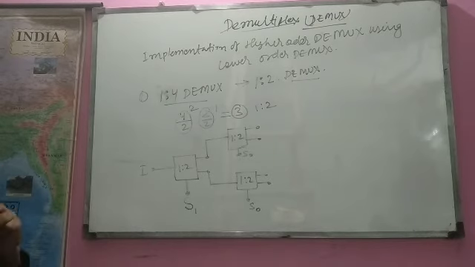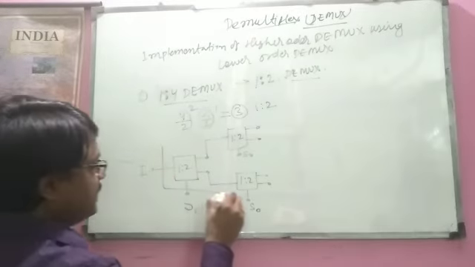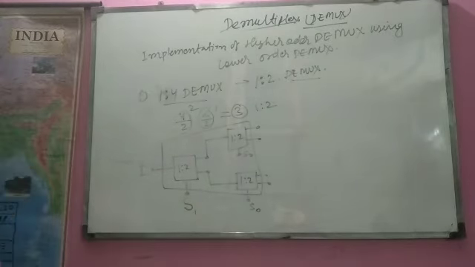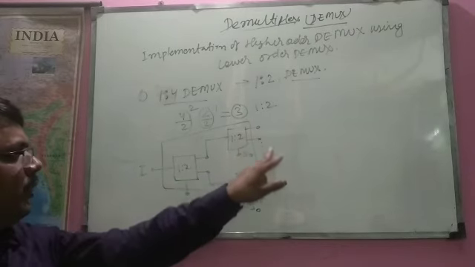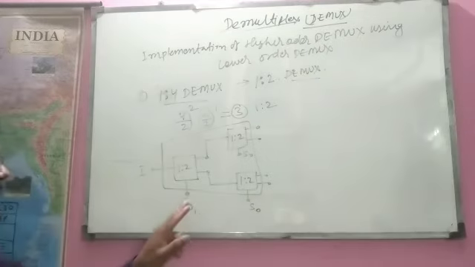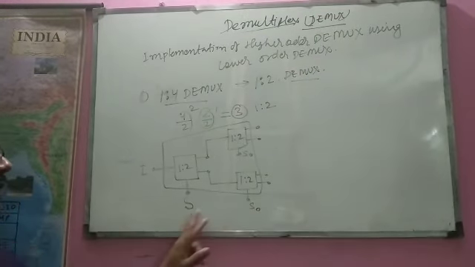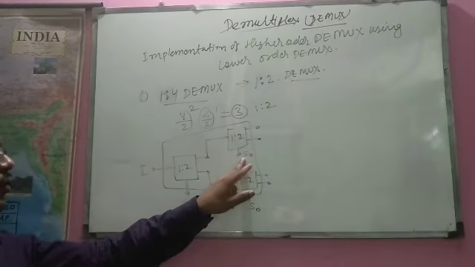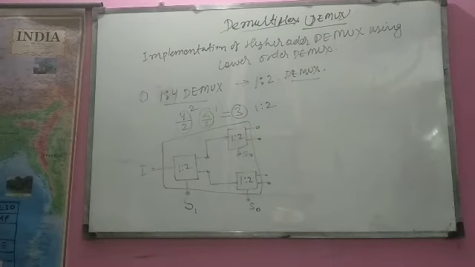So let us see. If we close like this, what we are saying is only one input is there, and there are 4 outputs, and there are 2 select lines. So select line will be the same. Here it will be S1, and S0, there will also be S0.